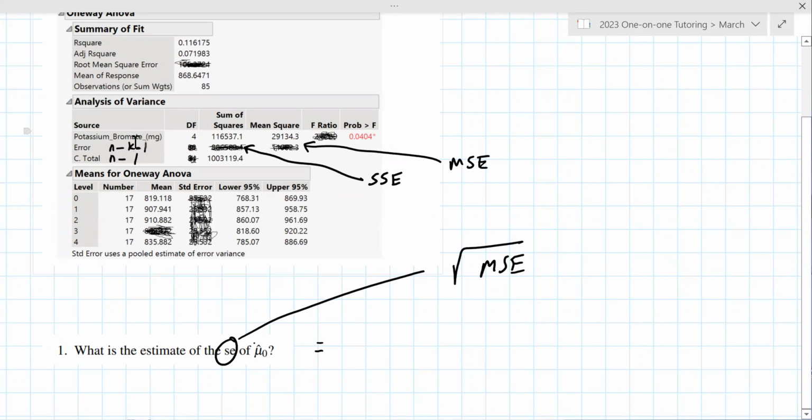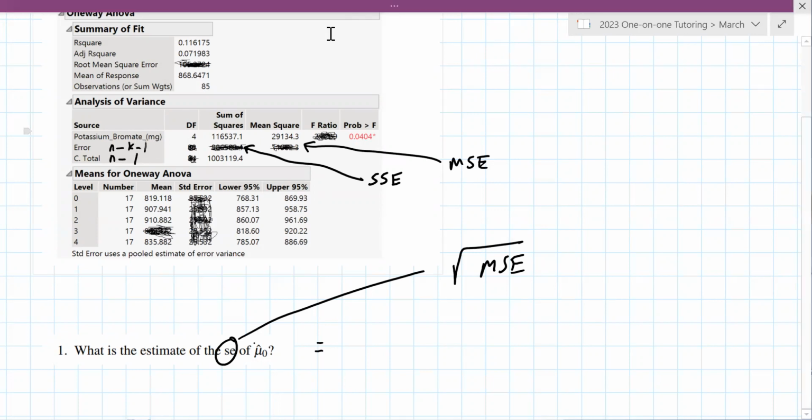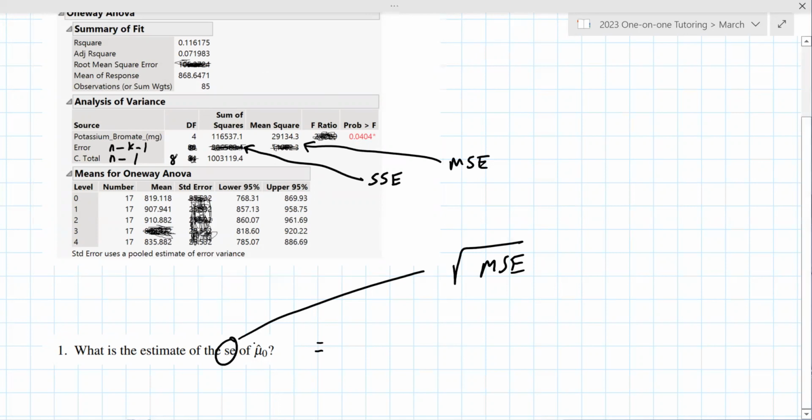It would be N minus K minus 1. 84 for the total, because now we took the 85. So I don't know how we got 17. But the 85 would be the total. In your problem, N is 85. There's 5 groups. They're labeled 0 to 4, which is a little awkward, but that's what it is. And then you go from there to find this.